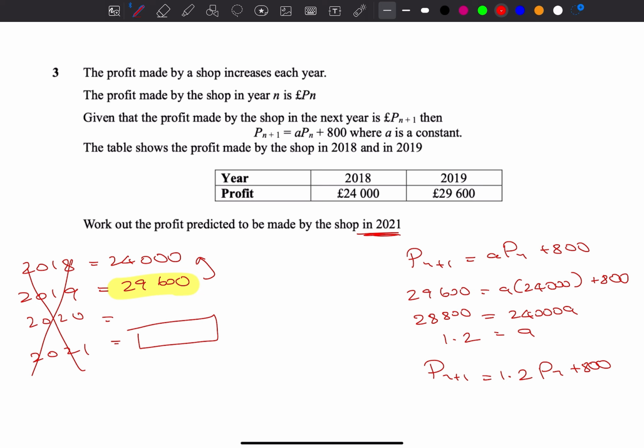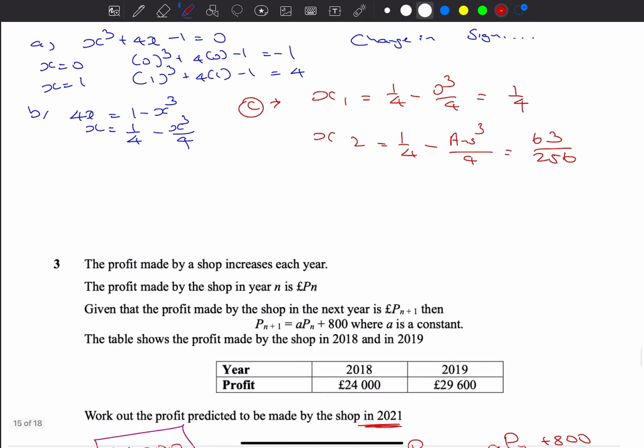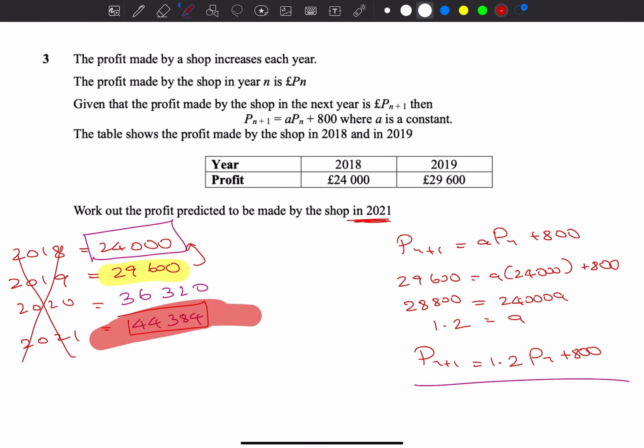Okay, then what do you do? Remember, you put the answer key as 24,000. Then you got this, right? 1.2 bracket answer close bracket plus 800. What do you get? The first time is 29,600. The second time is 36,320. Just press another equal to, 44,384. And that's the answer, that's what they want. So either iteration they will ask you like this, or they will ask you like this. Learn both of them. If you don't understand it, redo it a couple of times until you get it.